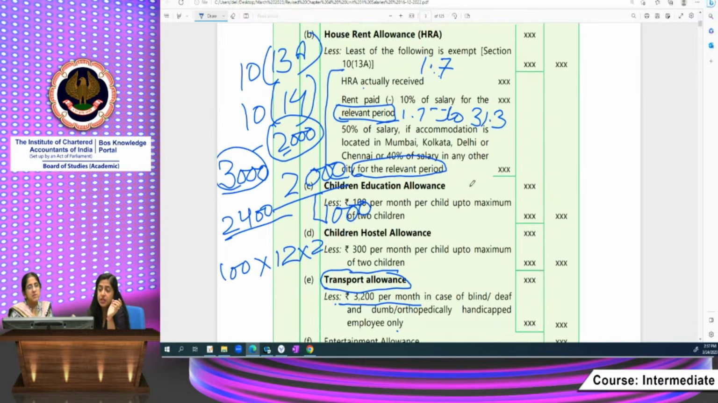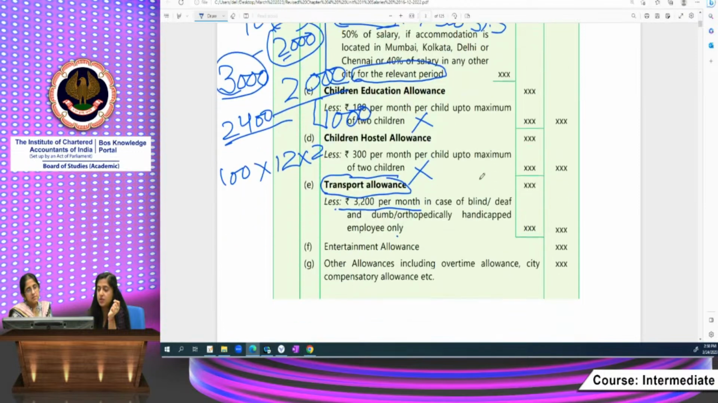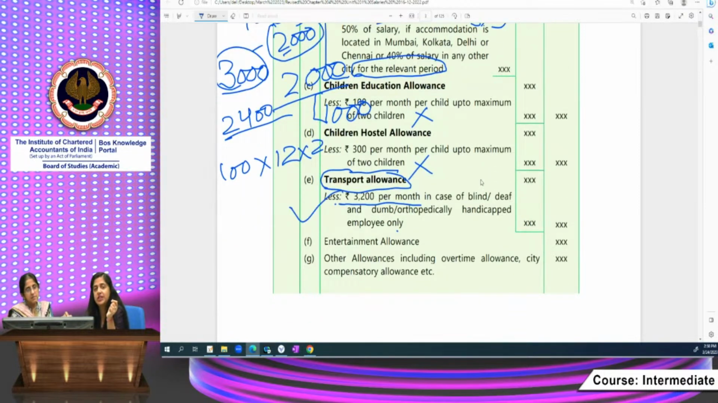Regarding this exemption, 10(13A): suppose you are an individual and you are opting for 115BAC, then you will not get the 10(13A) exemption. You will not get children education allowance exemption. You will not get children hostel allowance exemption. But transport allowance exemption you will still get under the concessional regime also. Then other allowances for which there are no exemption, like entertainment allowance, overtime allowance, city compensatory allowance, medical allowance, telephone allowance, there is no exemption provided for that.